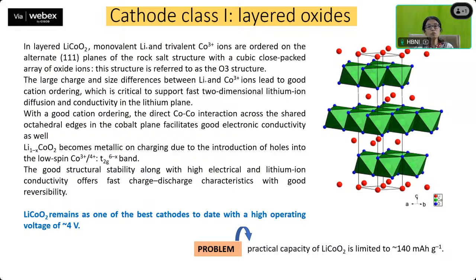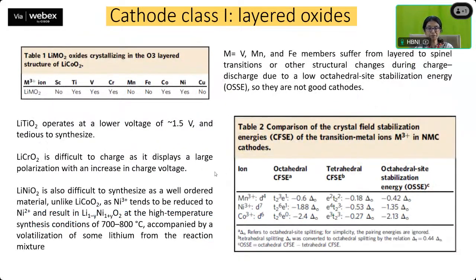But all is not good. The problem is that the practical capacity of lithium cobalt oxide is limited to 140 milliampere hour per gram. Actually, if you look at the theoretical capacity, it is around 280, but you can get only half of it, because if you remove more than 0.5 of the lithium ion from the lithium cobalt oxide structure, the structure crumbles. So that is why the practical capacity of LiCoO2 is limited to around 140 milliampere hours per gram.